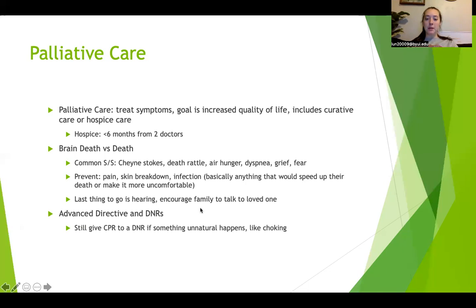The last thing to go is said to be hearing. So encourage family members to talk to their loved one, even if they don't respond. That's just some good teaching to do. And then make sure we understand advanced directives and DNRs.